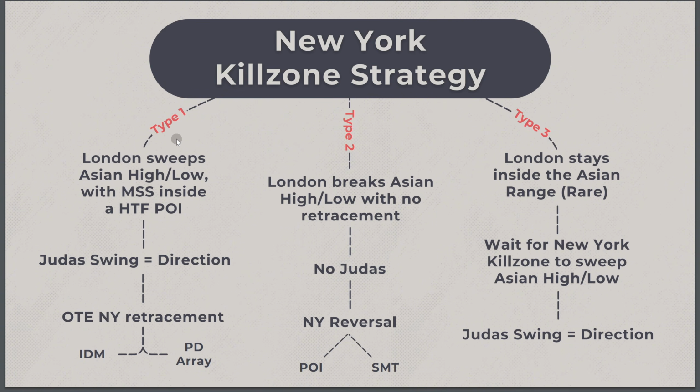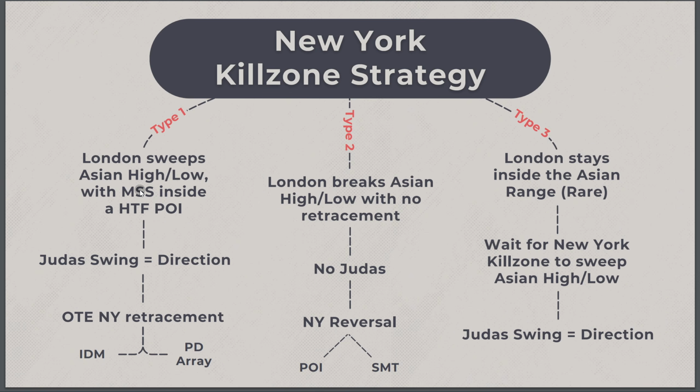Okay, so starting with type 1, that's going to be London session sweeps Asian high or low with a market session shift inside of a higher time frame POI. So you see those 2, market session shift and higher time frame POI. This actually confirms the direction. This confirms that we have a Judas swing already.